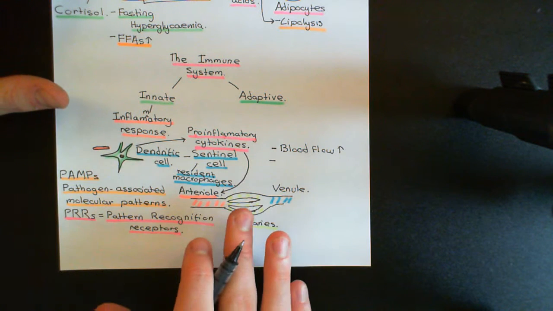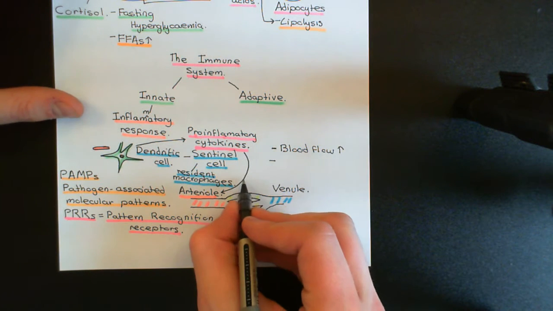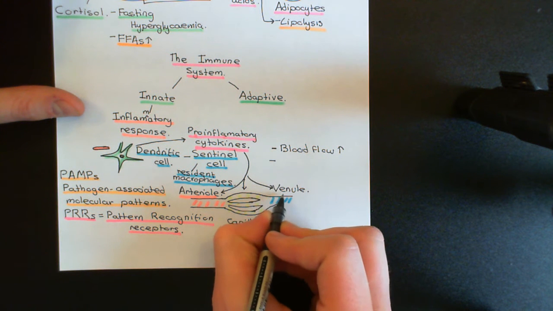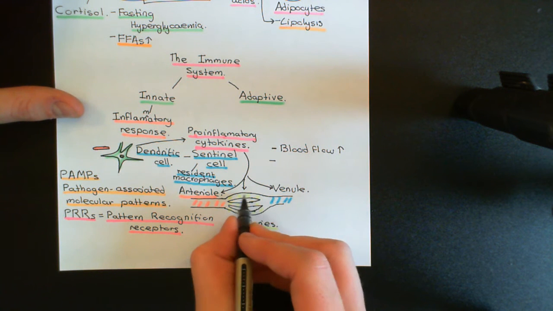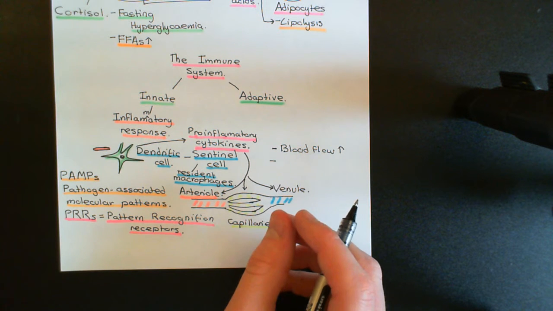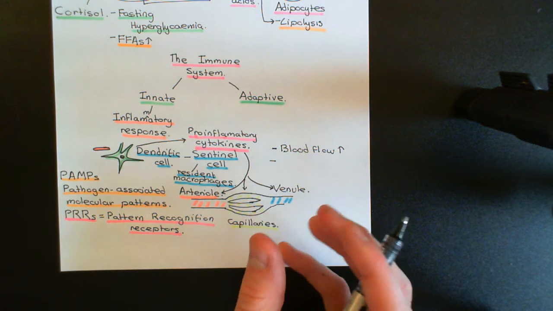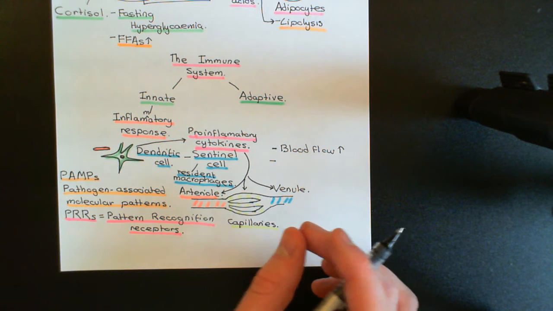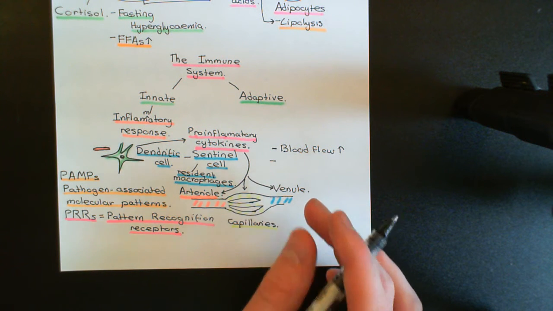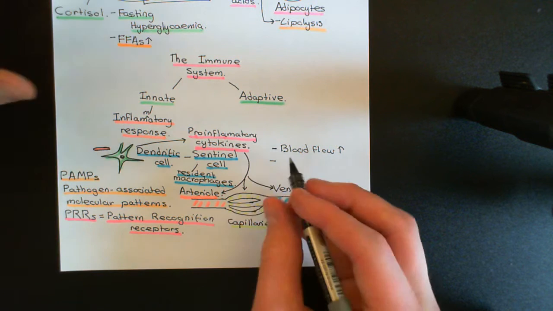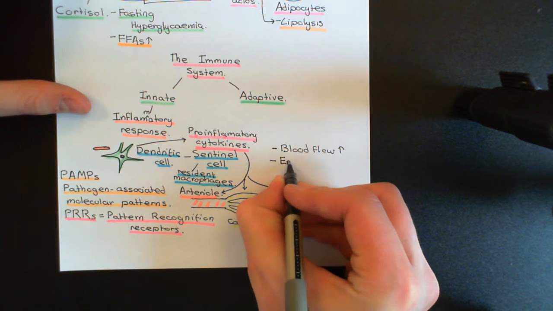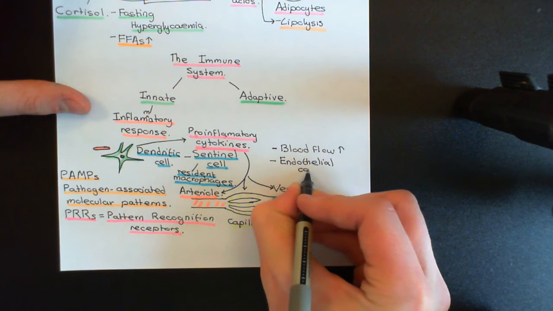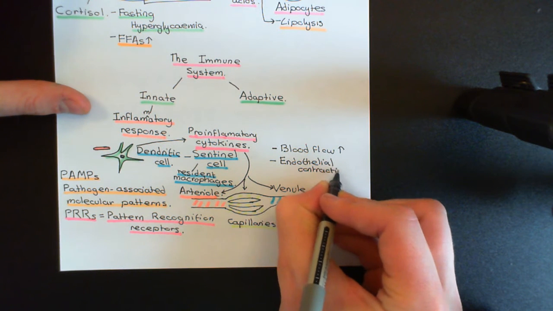Okay, next, you're also going to get the pro-inflammatory cytokines acting on the endothelial cells of the capillaries and the venules here. Capillaries and venules have a very simple wall structure. They just consist of an endothelium, and that's it. They have endothelial cells sitting on basement membranes, so a very thin vessel wall. And what's going to happen is they're going to cause endothelial contraction. So this is one of the things that's going to happen. So what does endothelial contraction mean?